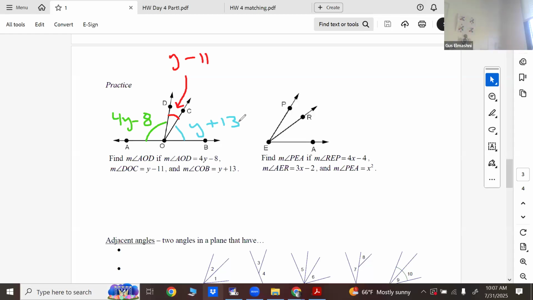Now, what do you think those three colors, green, red, and blue, all three of them combined would add up to? Correct. Because that's a straight line. AOB is 180. This angle plus this angle plus this angle all make up AOB. So just so we're clear, we'll write out the angle addition postulate in all its glory.